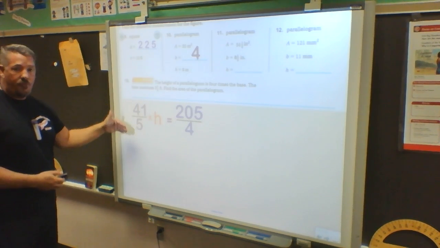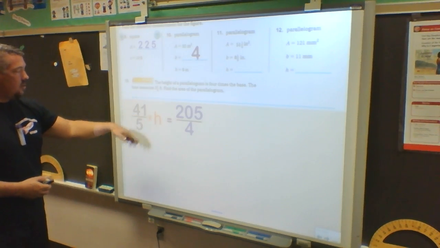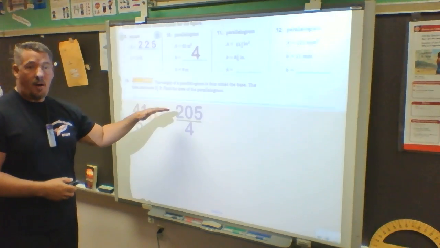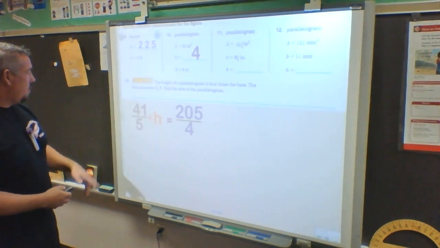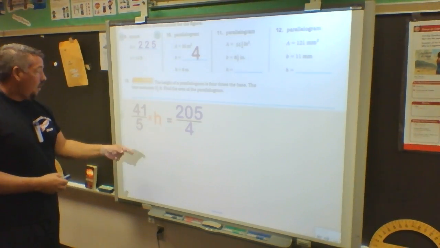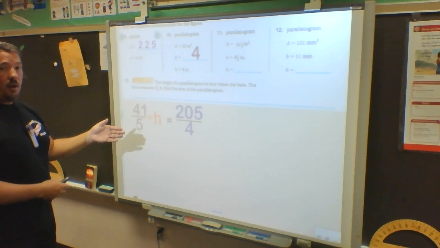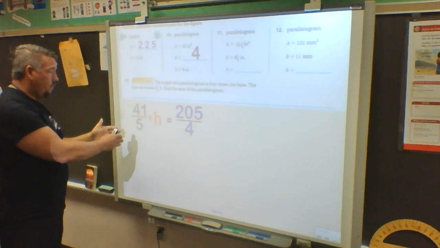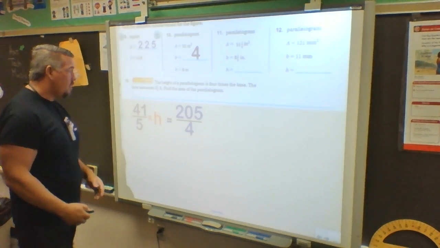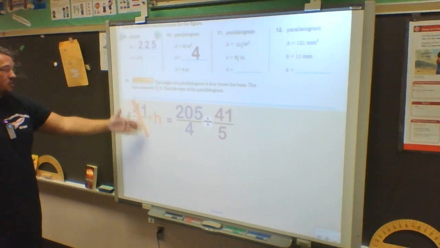So now I look at the math problem that I now have to work with. I have 41/5 times h is equal to 205/4. Got to get h by itself. I'm multiplying by this fraction. I don't want to multiply. I need to do the opposite function on the opposite side. So I'm going to just drop that off.